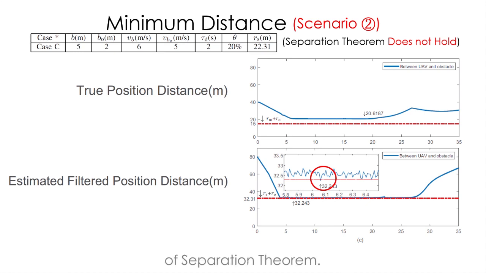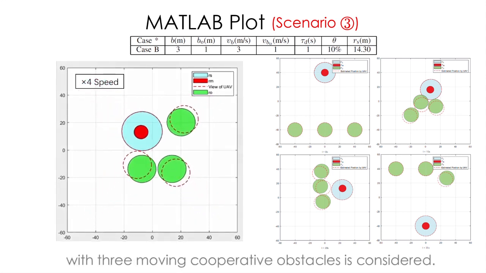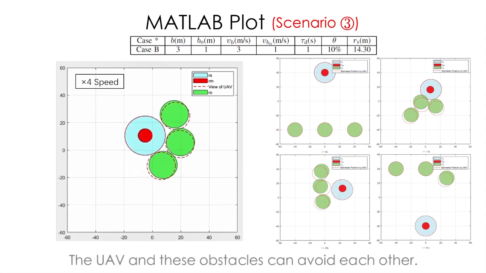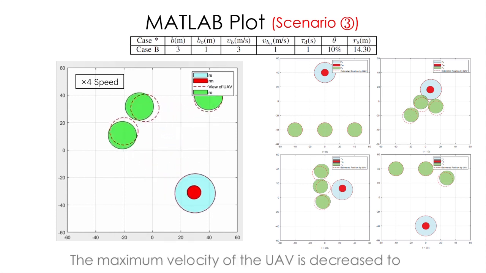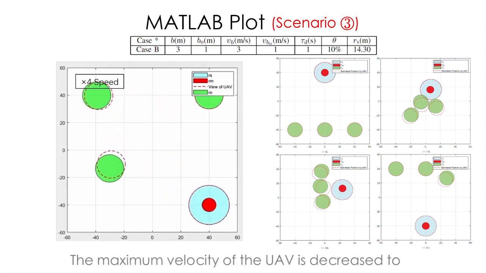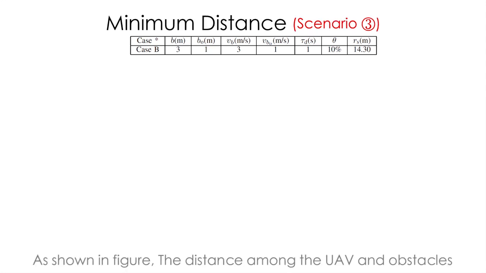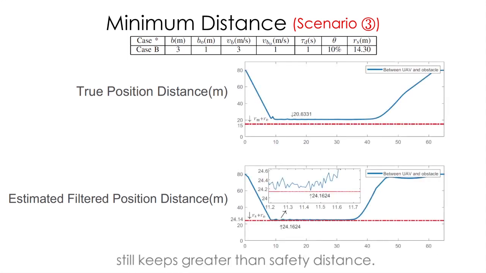3 of the separation theorem. In scenario 3, one UAV making avoidance with 3 moving cooperative obstacles is considered. The UAV and these obstacles can avoid each other. The maximum velocity of the UAV is decreased to equal the maximum velocity of obstacles. As shown in the figure, the distance among the UAV and obstacles still keeps greater than the safety distance.